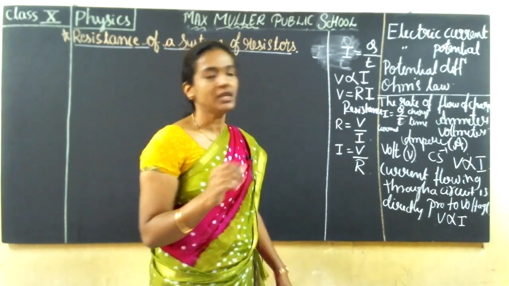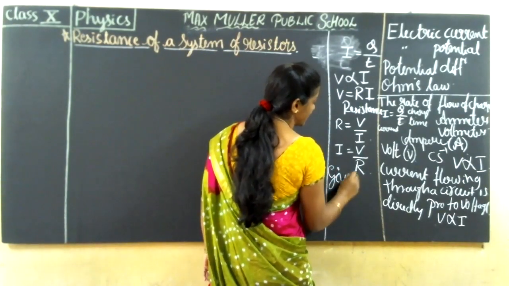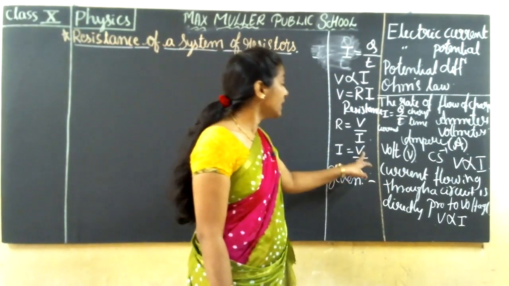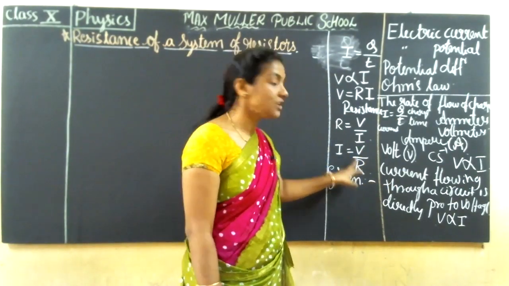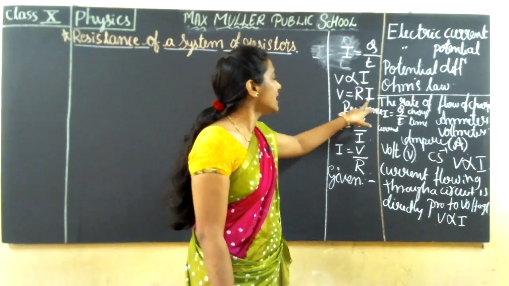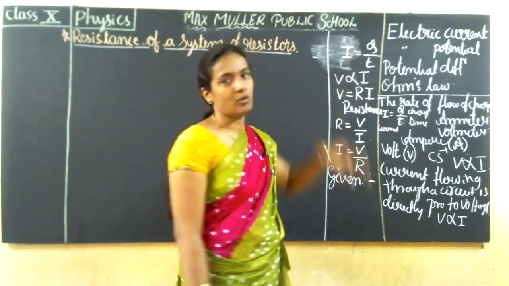So what you need to do here, definitely without fail, you must write first "given." Whether it is given V and R, then you are going to use this formula. If it is R and I, okay. If it is Q and T, then you are going to use this formula.